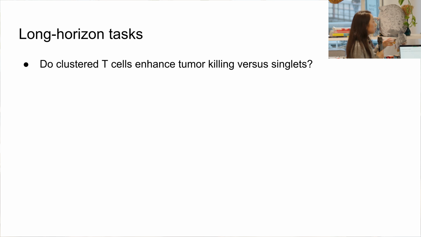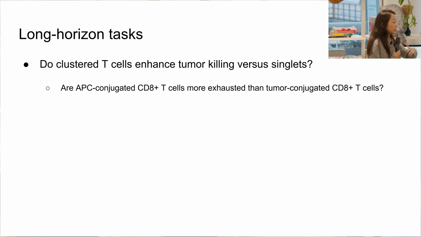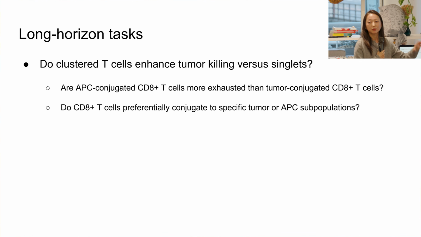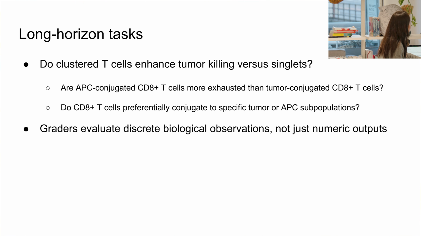So what the eval would look like is that you just give the agent a clean, for example, or messy cell by gene matrix, the raw data, and then you ask it, do clustered T cells enhance tumor killing versus singlets? So this is a very high level question, right? So we can actually break it down even more. To study the mechanism, we can ask something like, are APC conjugated T cells more exhausted than tumor conjugated T cells? And then break down even more into other different questions.